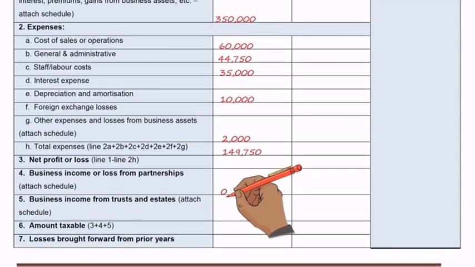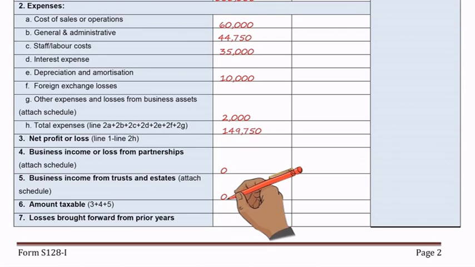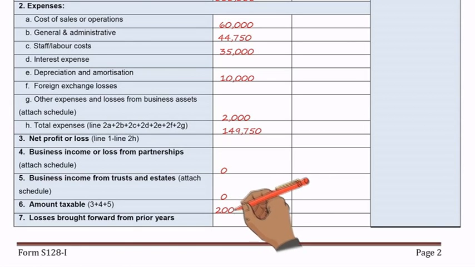We show the business income or loss from partnerships if any. Fill in business income from trusts and estates if any. 6. Obtain the amount taxable by adding together 3 plus 4 plus 5. Net profit or loss, business income or loss from partnerships, business income from trusts and estates.